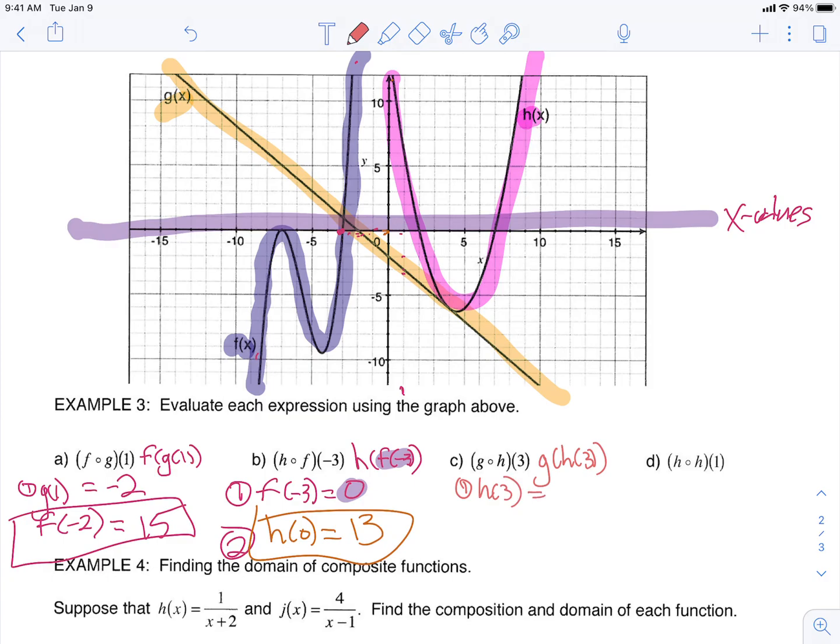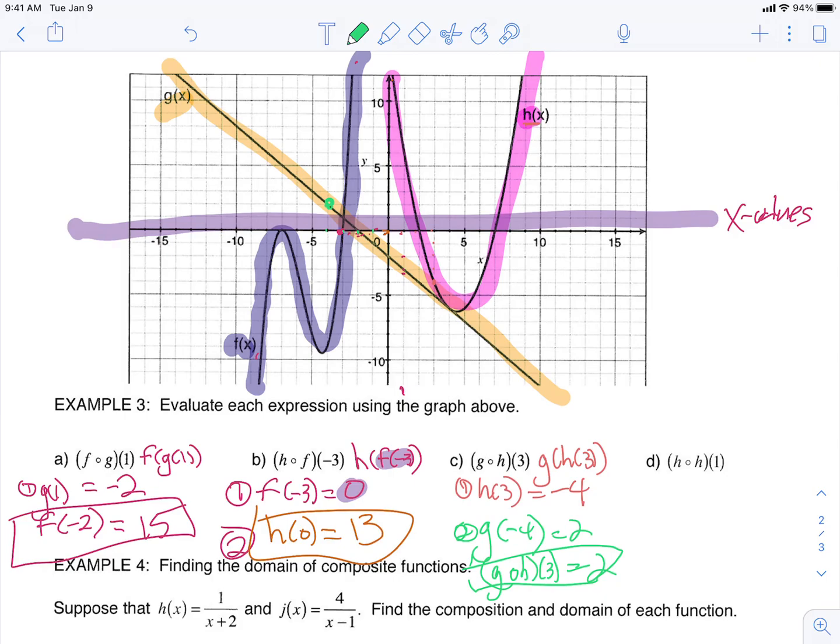Well, h of 3, if I go to 3, 1, 2, 3, this is my h function. So h of 3 is 1, 2, 3, 4. That's negative 4. And then we're going to find g of negative 4. So here's negative 4, 1, 2, 3, 4. And here's my g function right here. g of negative 4 is 2. So again, to put it all together, g of h of 3 is equal to 2.